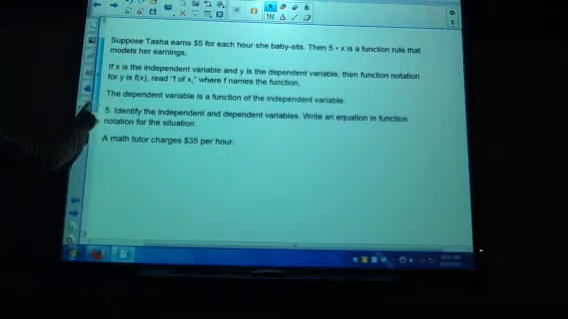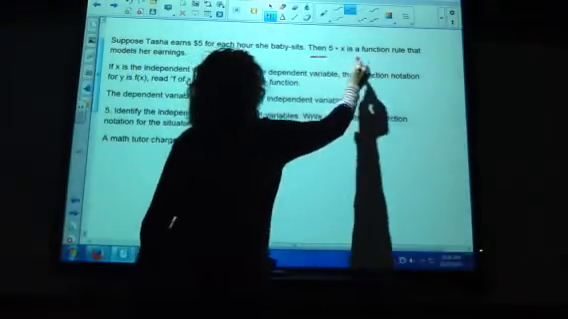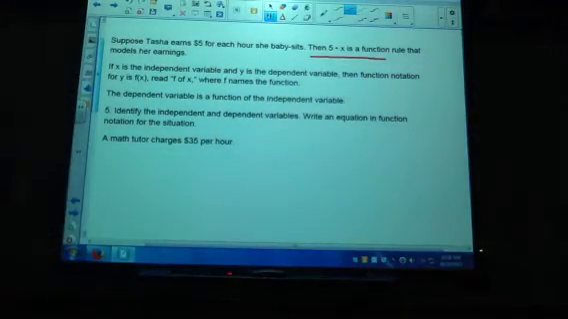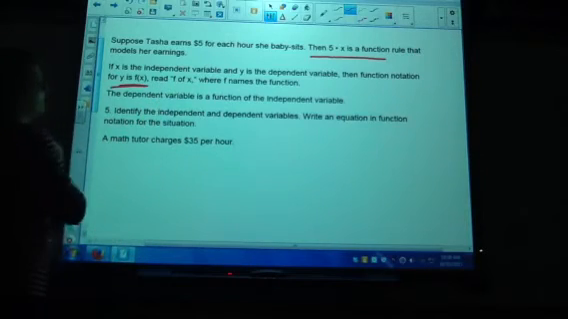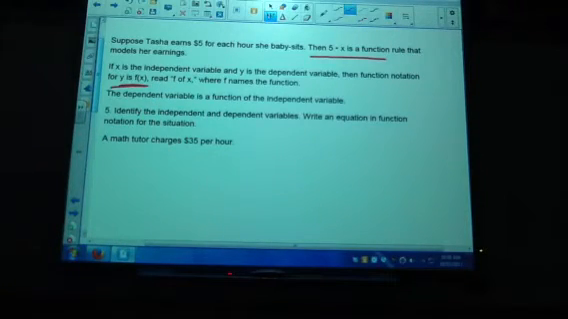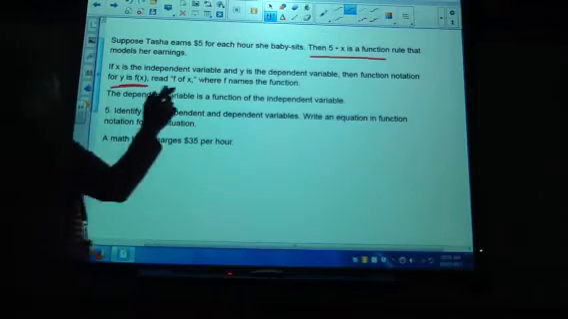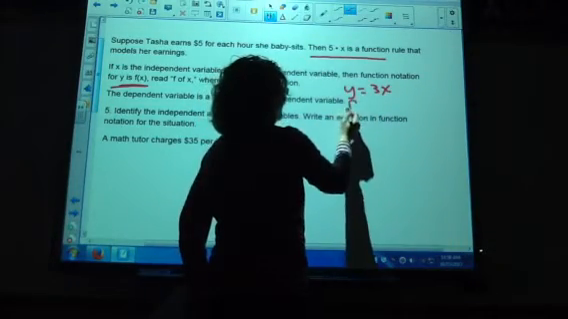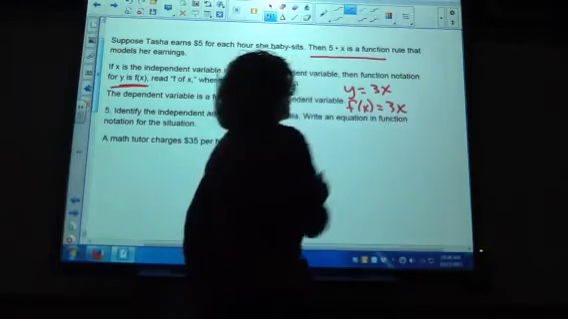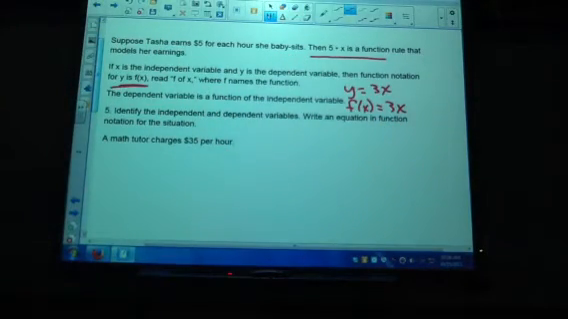Okay, suppose Tasha earns $5 for each hour she babysits. Then 5 times x is a function rule that models her earnings. If x is the independent variable and y is the dependent variable, then the function notation for y is f of x. You read this, f of x. The dependent variable is a function of the independent variable. Okay? So what this is saying is when you have y equals 3x, you can also write that as f of x equals 3x.